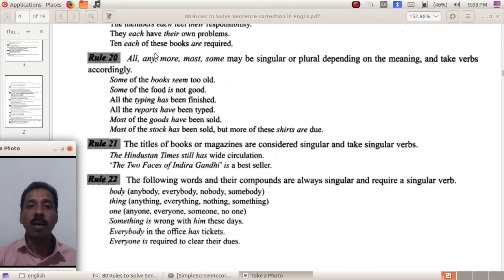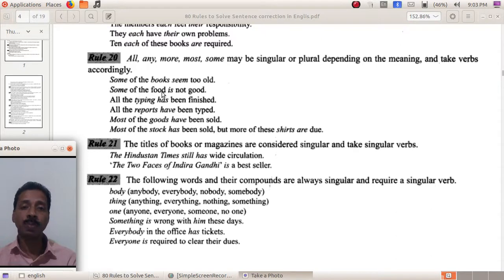Then, to come to 20. All, any, more, most, some may be singular or plural depending on the meaning and take verbs accordingly. That means while we use these words with nouns, they can take singular or plural verbs according to the context. While we use some plus a countable noun, the verb should be plural. Some of the books seem too old. Here books is a countable noun, so the verb is also plural.